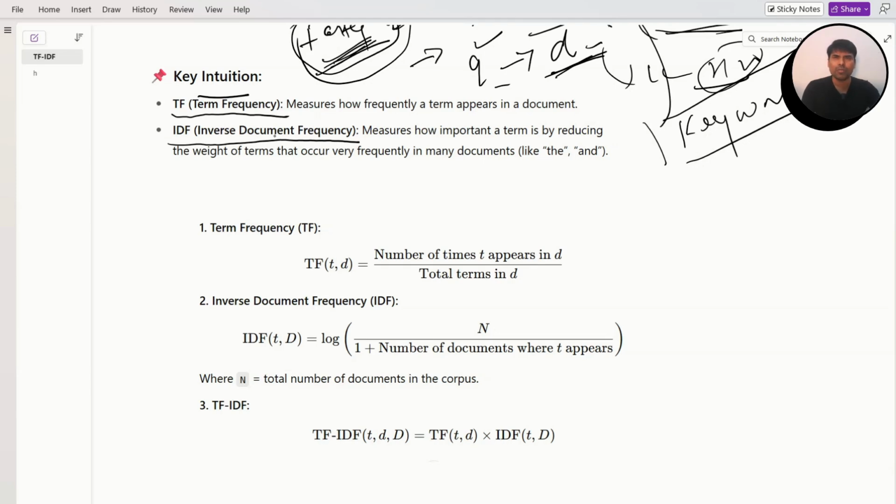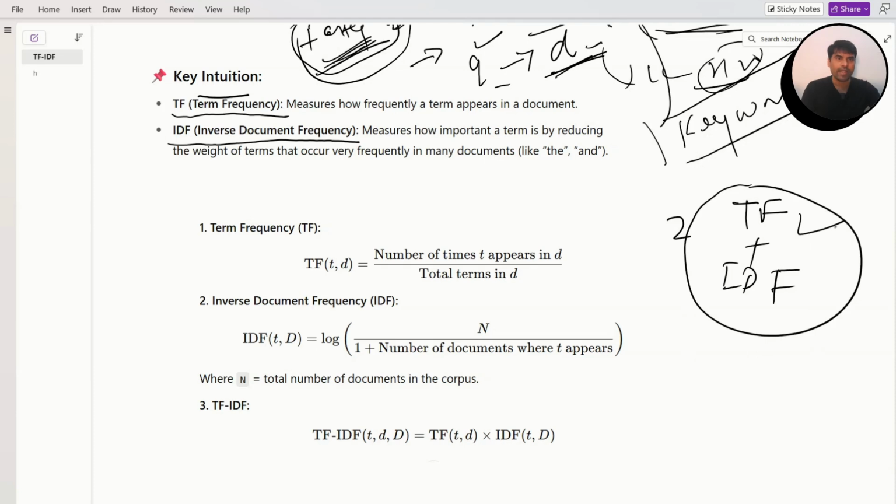You might be wondering why we need two components, why we need TF plus IDF. I will discuss that. Let us find out in this video.